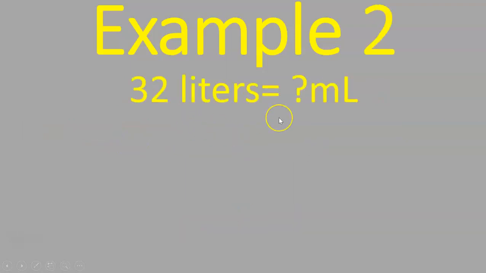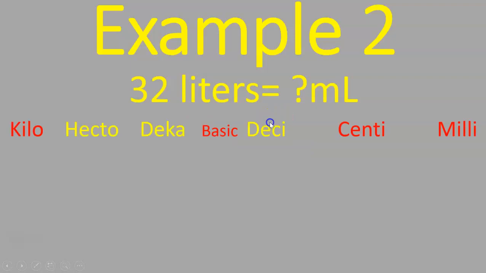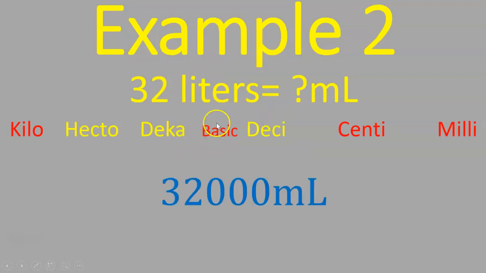Second example, 32 liters is how many milliliters? Again, liters is the basic. So I'm going to go 1, 2, 3 to the right this time. And when the decimal is after the 2, going to the right is going to produce these zeros. So you can see 32,000 milliliters would be correct for that one. So it can go in either direction, this time to the right.